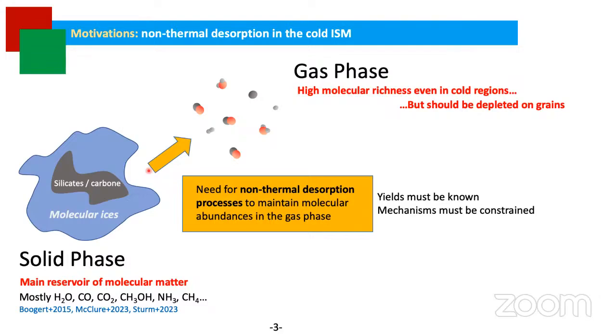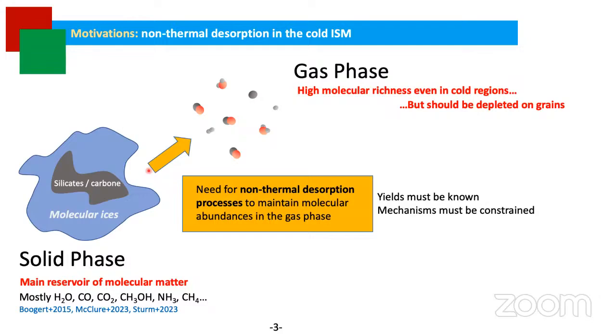And this is typically the process of non-thermal desorption. Of course, these non-thermal desorption processes are important, but if one wants to consider them, we have to know yields. This is the most important thing. If one wants to model these abundances, one has to know how much non-thermal desorption works. Also, I will discuss that a bit later. One has also to know what the mechanisms involved in the non-thermal desorption are, because it will impact somehow the way you will have to model this process.